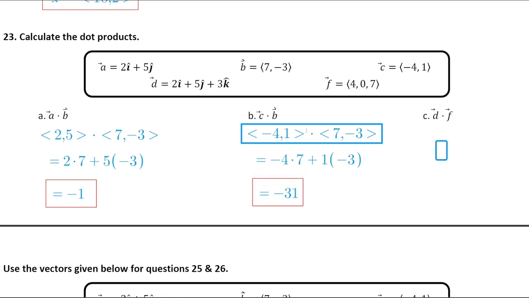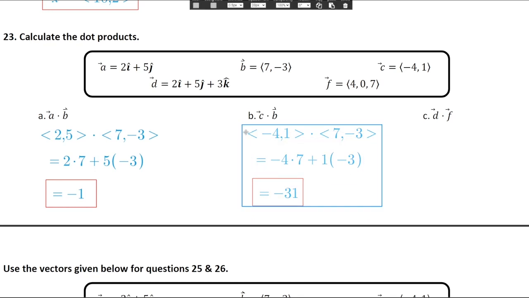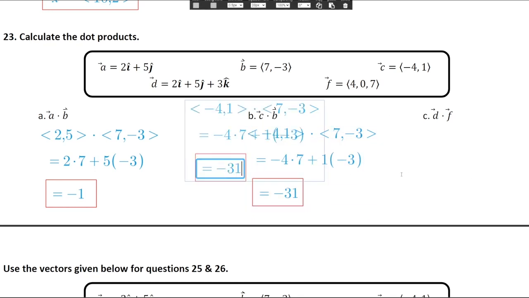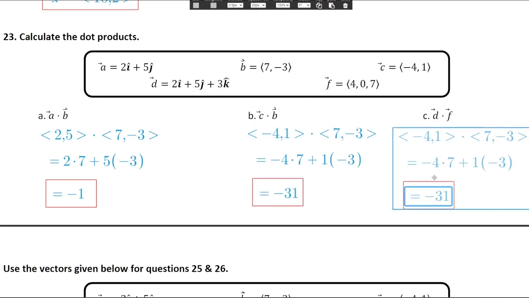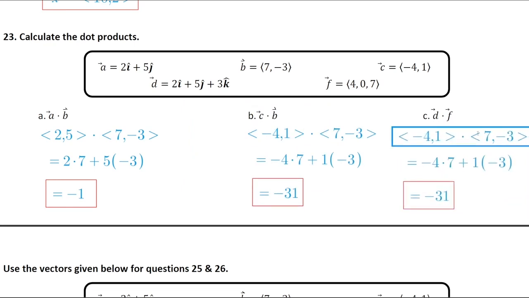For c, we've got d times f. So looks like we're finding the dot product of two three-dimensional vectors. And this will work pretty much the same way. The only difference here is that we have one extra product to add together.